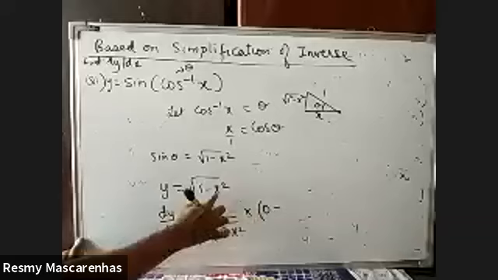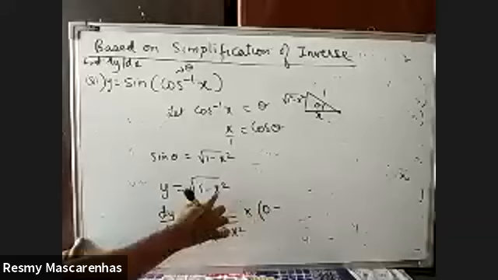Those who can, try this. Second one: sine of tan inverse x. So use the triangle method and simplify it. So y is what? Sine of tan inverse of x.